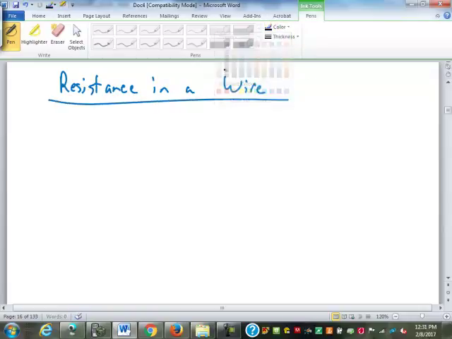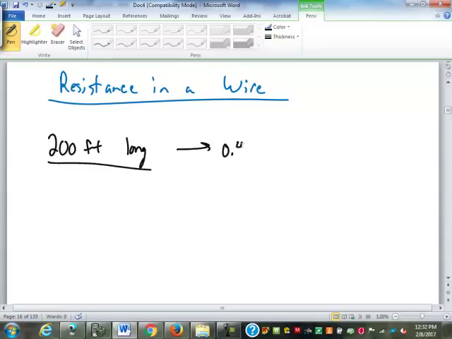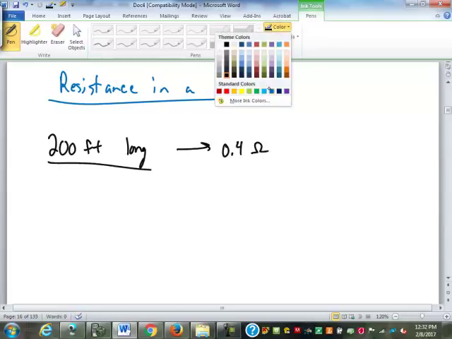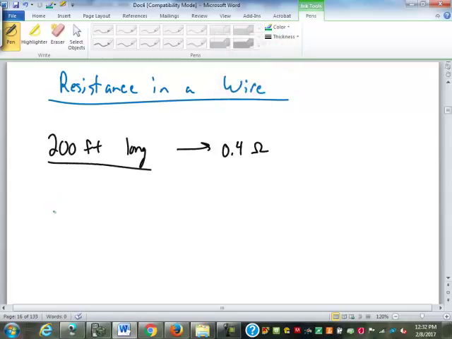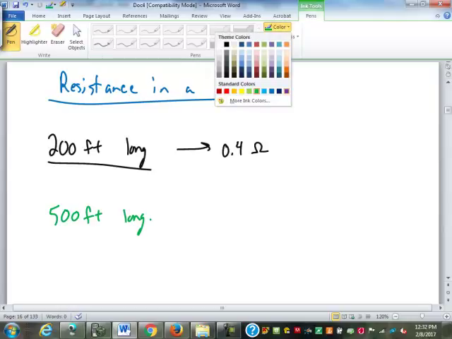So let's say that we have a wire that is 200 feet long and it has a tested resistance of 0.4 ohms. If I get another wire, this new wire is 500 feet long. Should it have more or less resistance? It should have more.